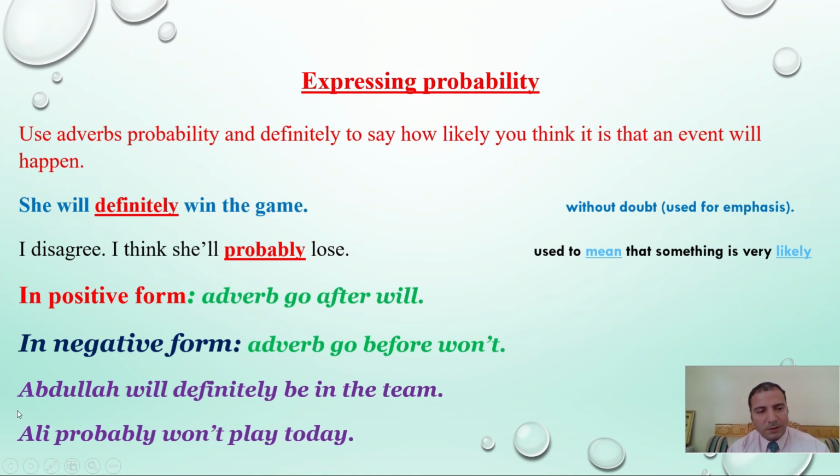For example, Abdullah will definitely be in the team. So this is a positive, so the adverb comes after the word will. In a negative sentence, Ali probably won't play today. So the adverb comes before the word won't.